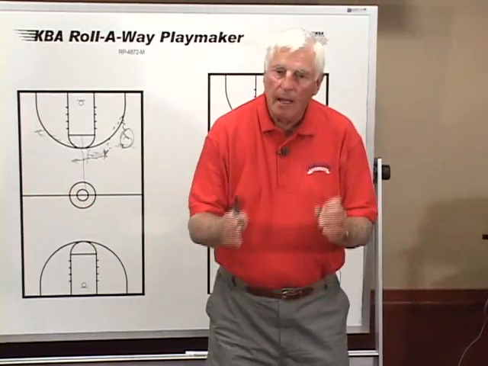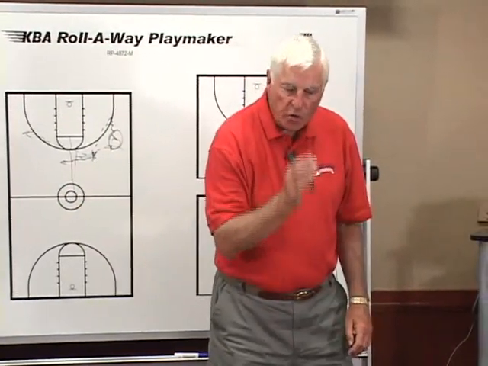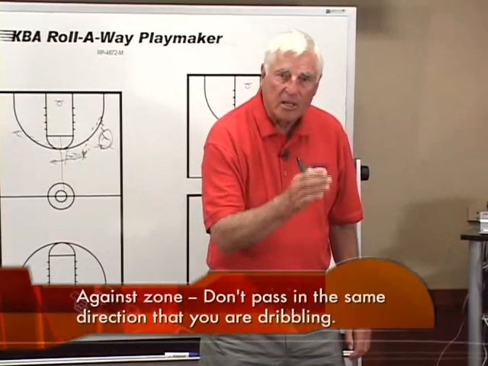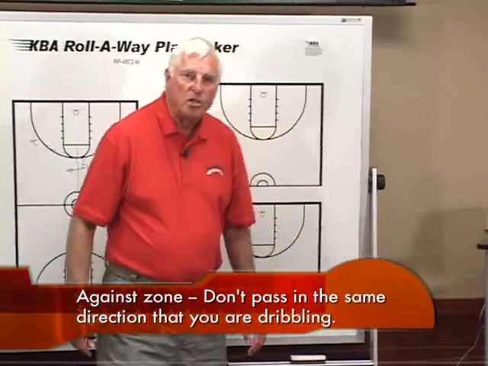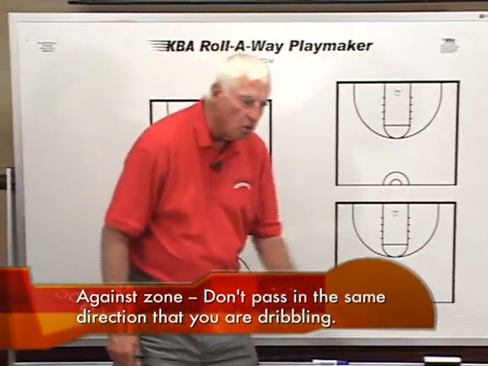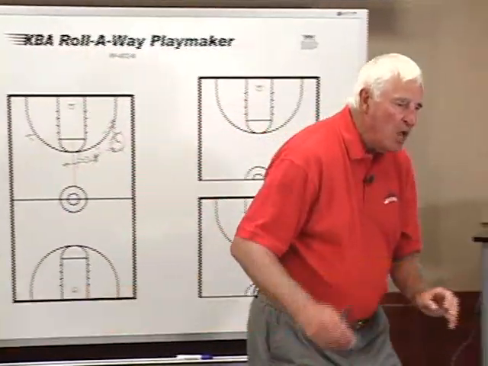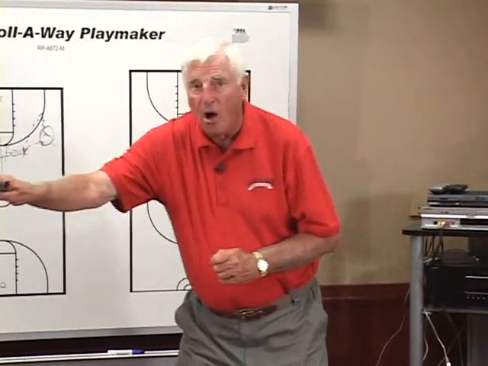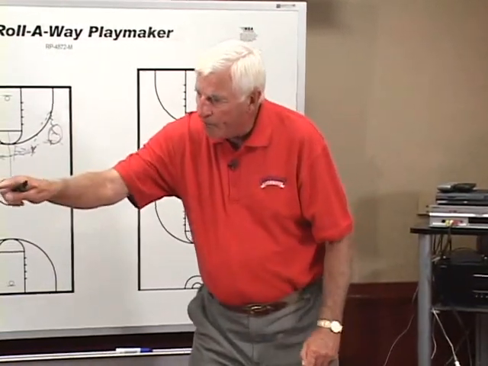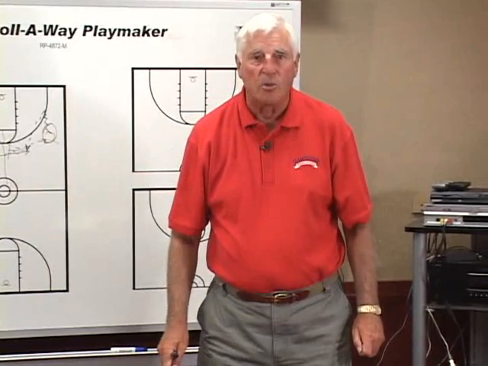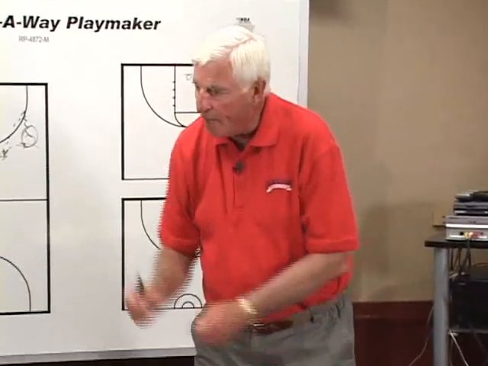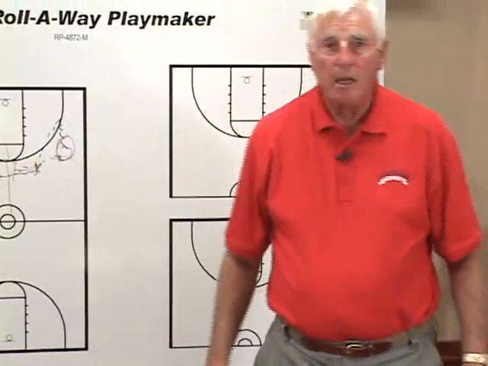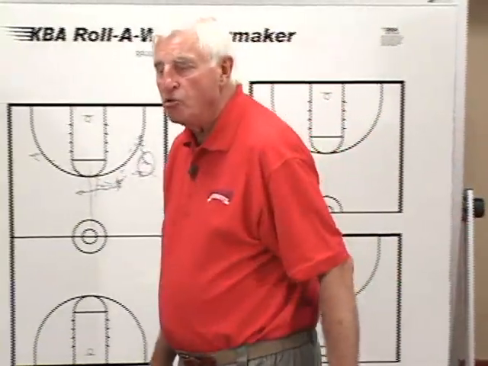Another rule against the zone: don't pass in the same direction you're dribbling. Your dribble brings the zone. Your dribble forces the zone to move. Bang, bang, the zone moves. Get the ball reversed. It's his job to be in position where I can reverse the ball. Once in a while, he may be able to slip inside. If not, step out, reverse, penetrate. Don't pass in the direction you dribble.